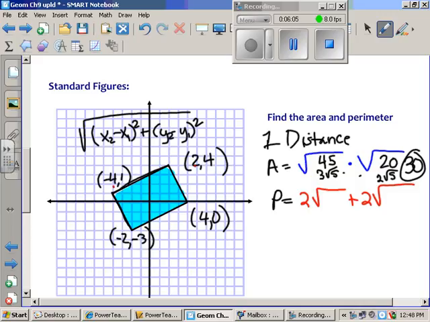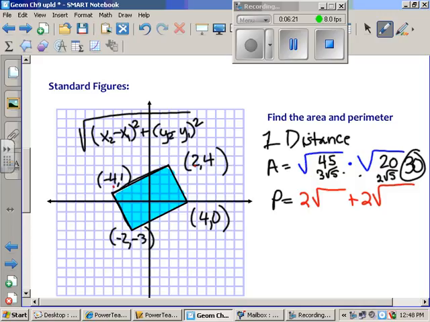Then you're allowed to multiply stuff that's outside the radical sign and stuff that's inside the radical sign. So I multiply 3 times 2, which is 6, and radical 5 times radical 5, which is 5. 6 times 5 is 30.